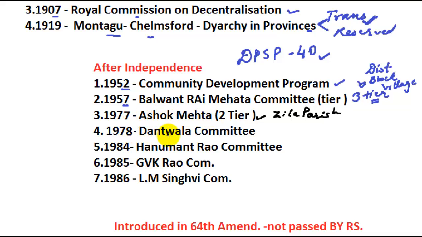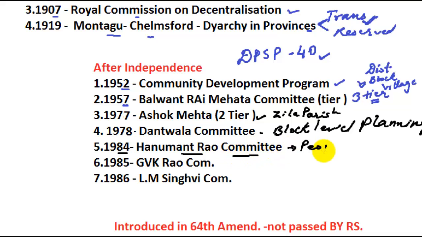Again in 1978, the Dantwala Committee was appointed by the Planning Commission. This committee suggested block level planning. In 1984, the Hanumant Rao Committee was established. The Hanumant Rao Committee suggested people's participation. There were many things suggested by these committees, but I am just mentioning the core of their suggestions, which are often asked in the examination. So Hanumant Rao suggested that people's participation is important for the success of the Panchayati Raj system.